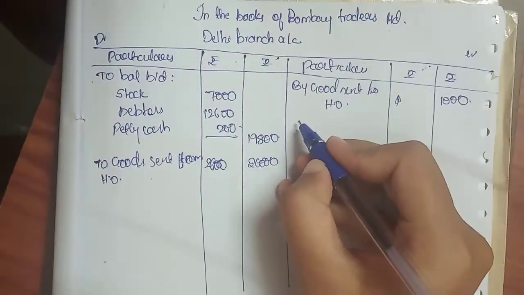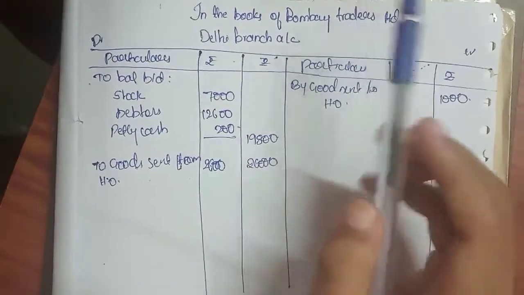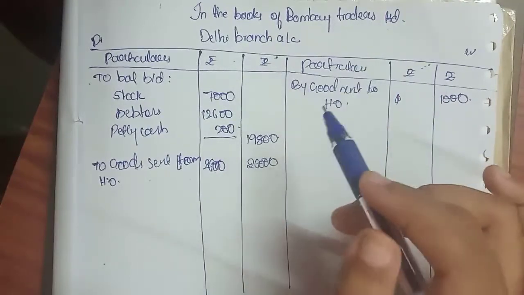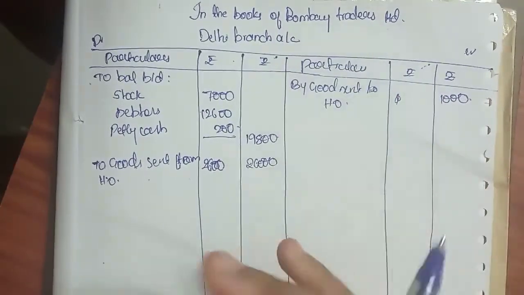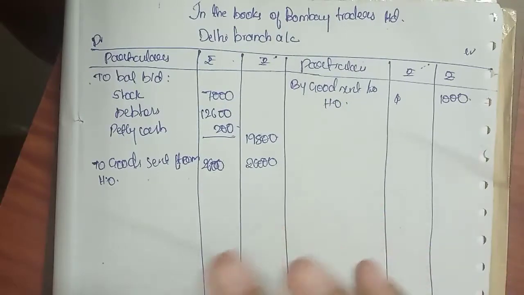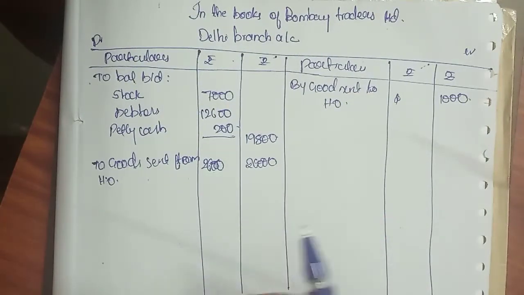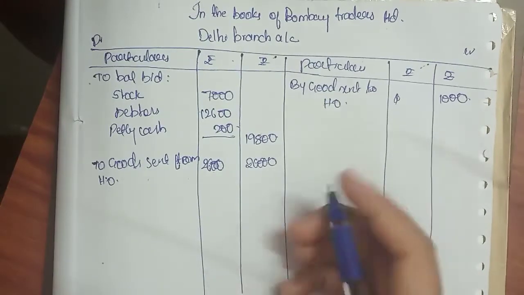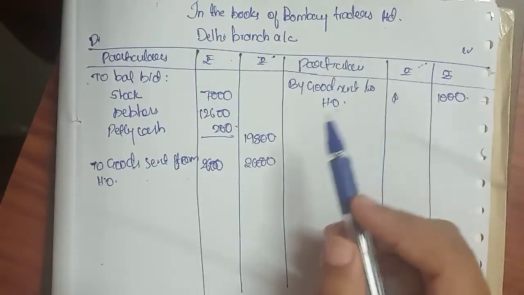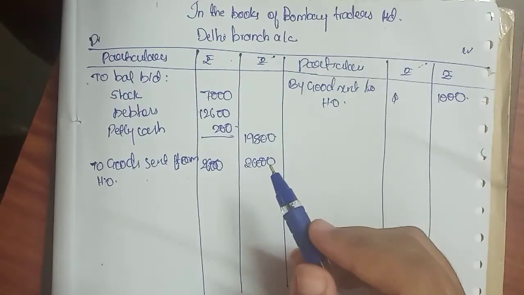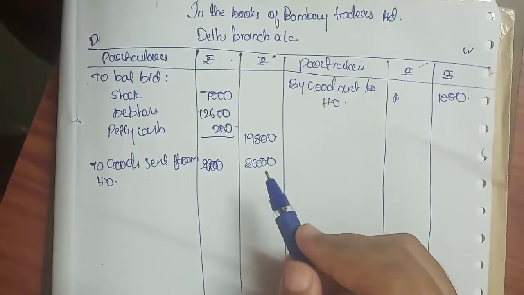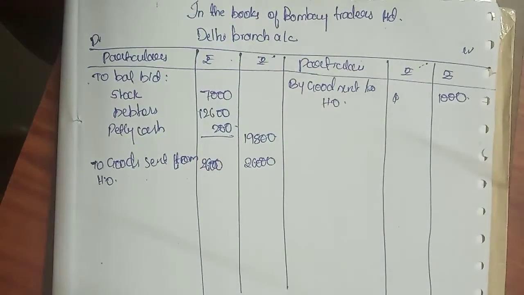Next is cash sales. We are not writing cash sales. Why? Because cash sales is related to the branch and the consumer. Instead, we are writing the amount of cash sales which we have sent to the head office. So cash sales we are not writing. We are not writing credit sales, allowances to customers, discount to customers, or bad debts. Next, goods returned by customers also we are not writing.